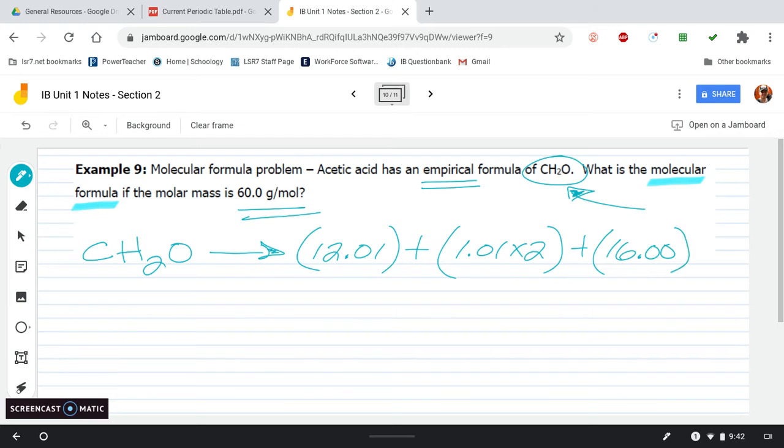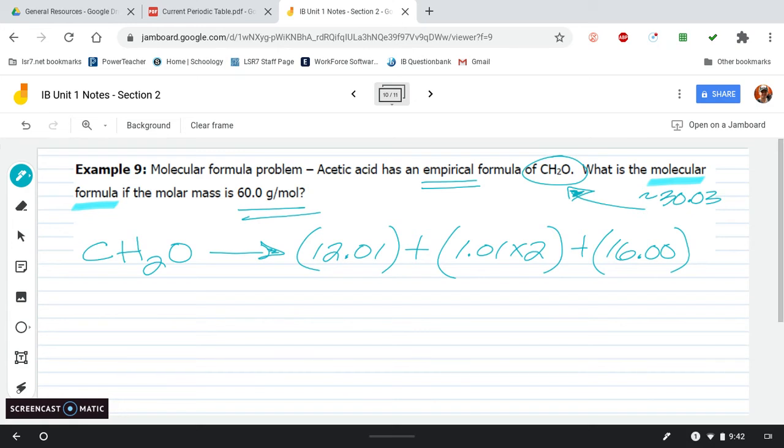So what you do is you figure out how much the empirical weighs. We're going to add that up on our calculator. We get our calculator out: 12.01 plus 2.02 plus 16. And we're going to get 30.03. So the small version weighs 30.03.